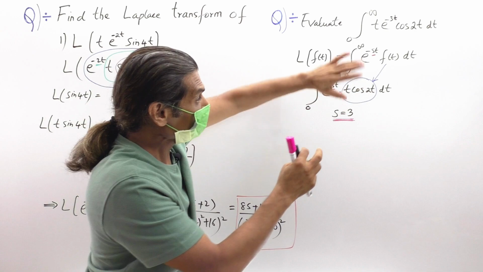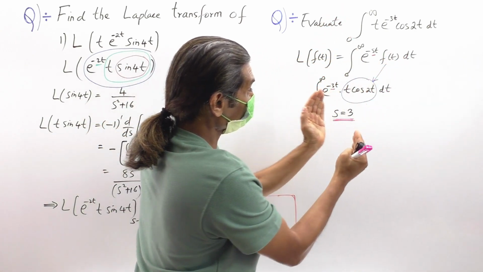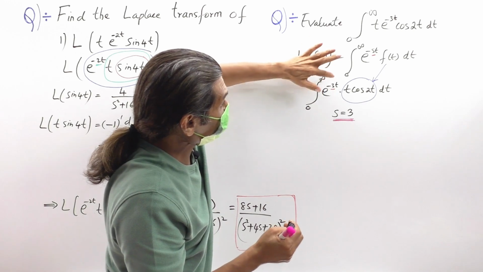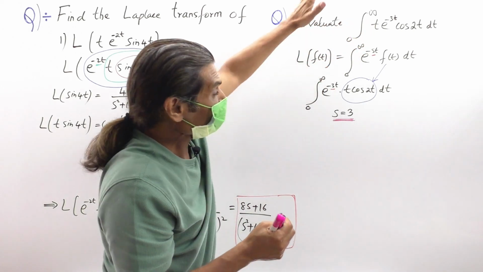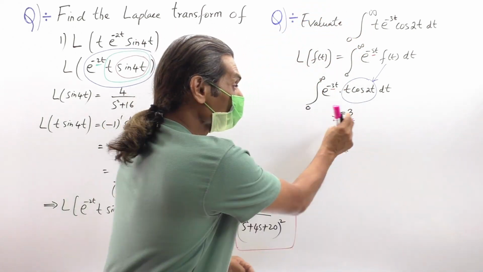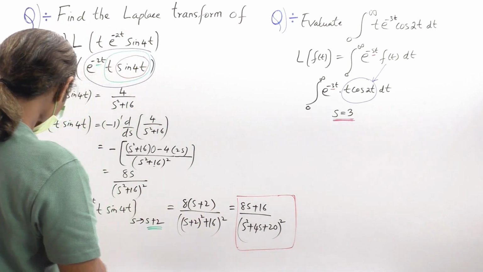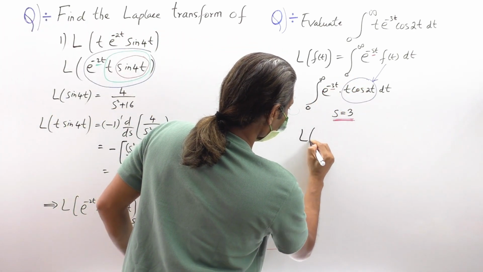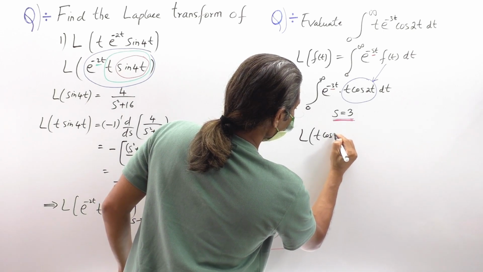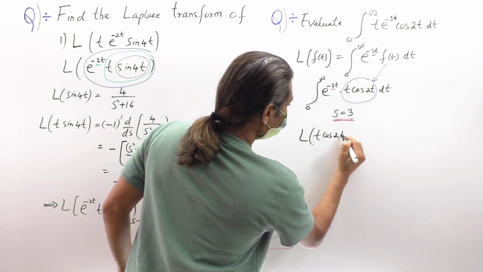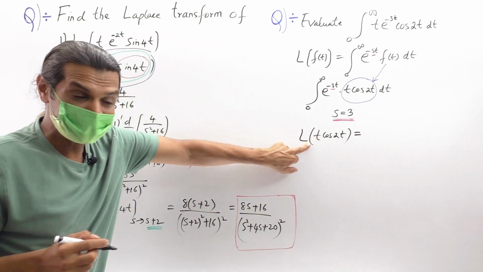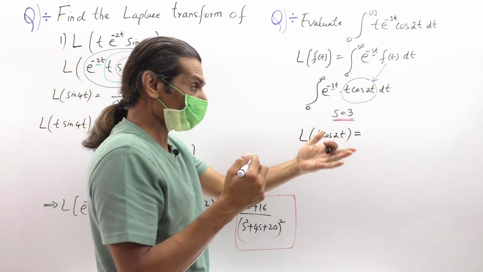Compare the formula. f of t is this whole thing, t cos 2t, and e raised to minus st is e raised to minus 3t, so s is equal to 3 here. So this is the main thing we need here. Once you have this, simply find the Laplace of this. So Laplace of t cos 2t will be what? Simply find the Laplace of this.